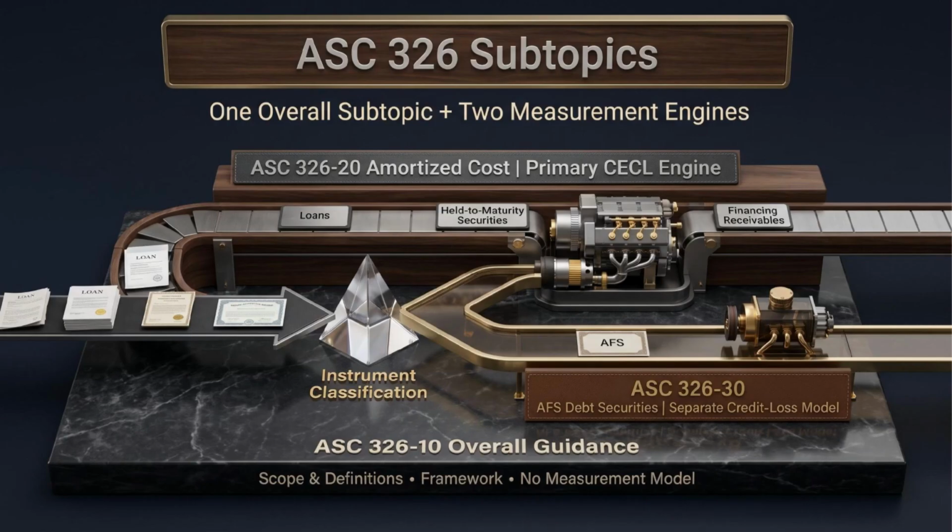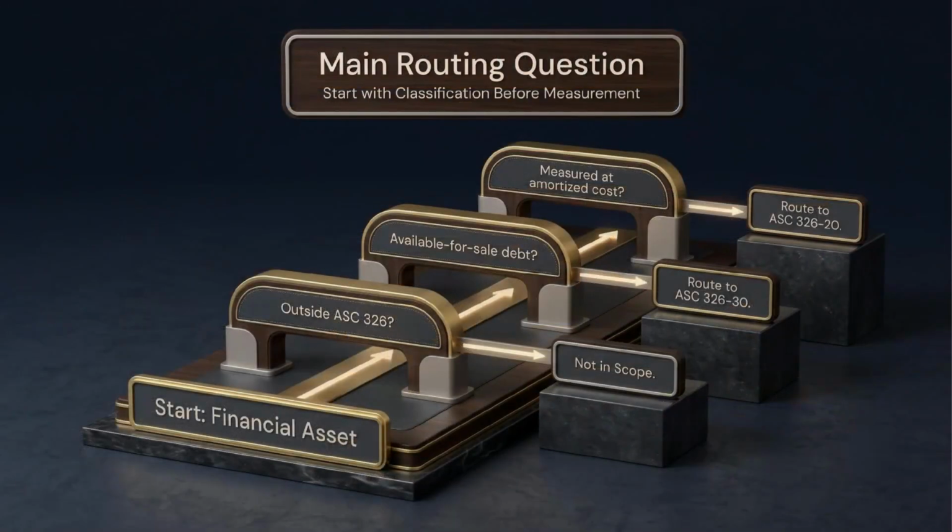So do not use one credit loss model for every debt instrument. Classification decides the path. Before calculating anything, ask the routing question. Is it a financial asset or credit exposure? Is it measured at amortized cost? Is it an available for sale debt security? Or is it outside ASC 326 altogether? This order matters. Many mistakes happen because someone jumps straight to a loss rate or journal entry without first identifying the correct subtopic. In accounting, rushing into calculation before scope analysis is like entering numbers into the calculator before deciding what problem you are solving.